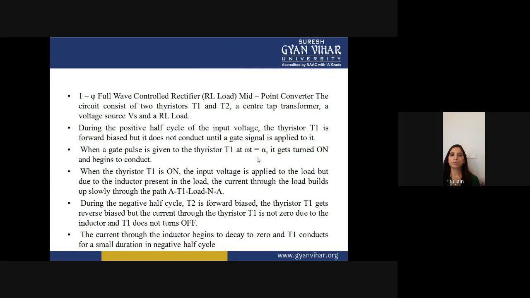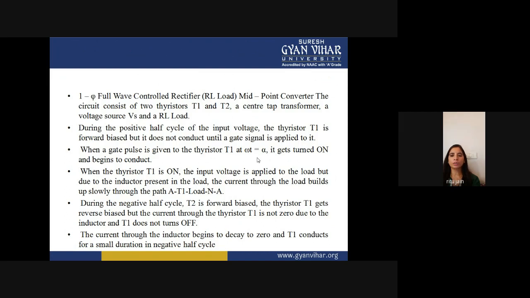The circuit consists of two thyristors, T1 and T2, which are connected to a center tap transformer, a voltage source Vs and an RL load. During the positive half cycle of the input voltage, the thyristor T1 will be forward biased, but it does not conduct unless you apply the gate pulse. When a gate pulse is given to the SCR at omega t equal to alpha, it gets turned on and begins to conduct.